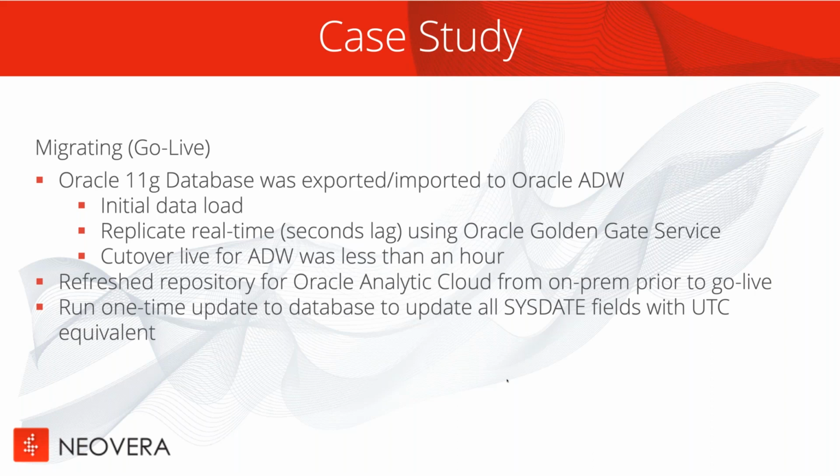In advance of that, we ran in replicated real-time mode for a week or so, or a couple weeks, I think we ran it. We refreshed the analytic cloud from the on-prem repository, so that was all in sync. Most of that one hour cutover was because we had to run some updates to the database. Once we cut off on-prem and went to the cloud, and I'll mention some of these things to consider, we had to run an update against all the sysdate fields in the database, basically updating them with their UTC equivalent. And that's one of the takeaways you'll see in a moment.